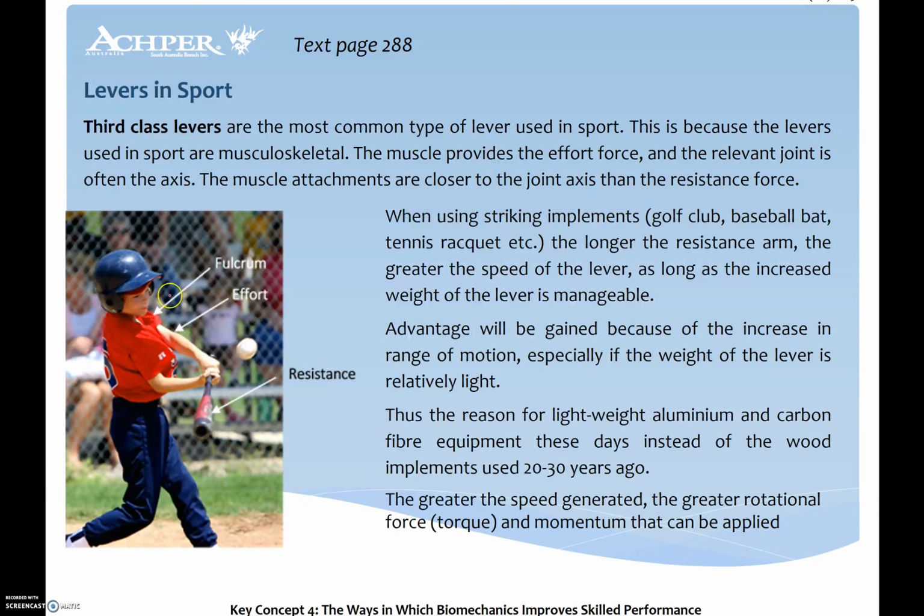If we have our pivot point in our shoulder, our effort is generated through the arm, and then the resistance is the bat and the ball there. When using striking implements, the longer the resistance arm, the greater the speed of the lever. So if we can increase that lever length, we can then generate more force through the ball. An advantage will be gained because of the increase in the range of motion. We might have less control, but we can generate more velocity.